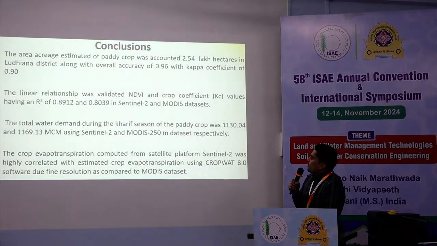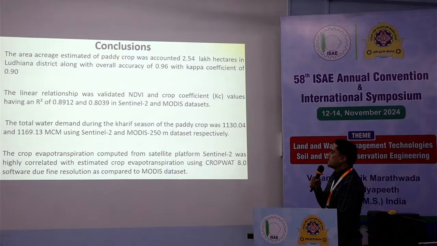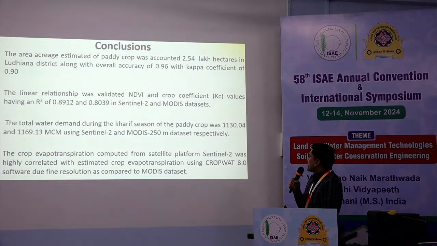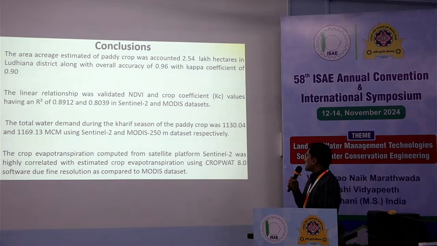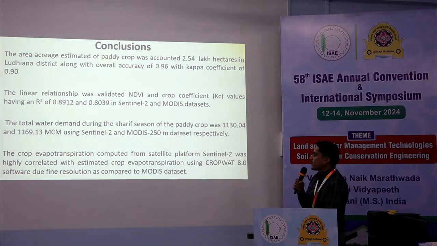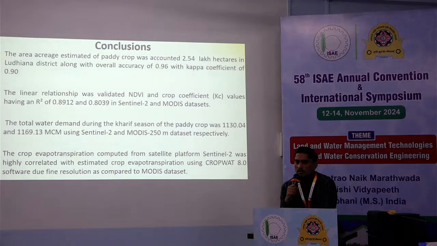Next please. So conclusions: the area acreage estimation of the paddy is 2.5 lakh hectares. The linear relationship is best for the NDVI crop coefficients, highest for Sentinel as compared to MODIS because of the spatial resolution. And the total crop water demand of the kharif season of the paddy crop was 1130 billion cubic meter for Sentinel-2. The crop evapotranspiration computed on the satellite platform Sentinel-2 was highly correlated with the estimated crop evapotranspiration using MODIS because of the spatial resolution.